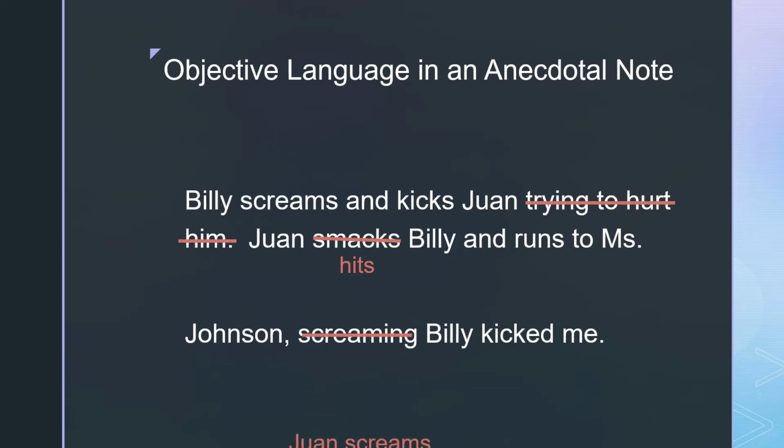So this next modification is not necessarily required. It is objective as it is written. However, I prefer to not use a lot of clauses when I take anecdotal notes because clauses have an underlying assumption of cause and effect and connection between the ideas. So I would change this to Juan hits Billy and runs to Mrs. Johnson. Juan screams, Billy kicked me.